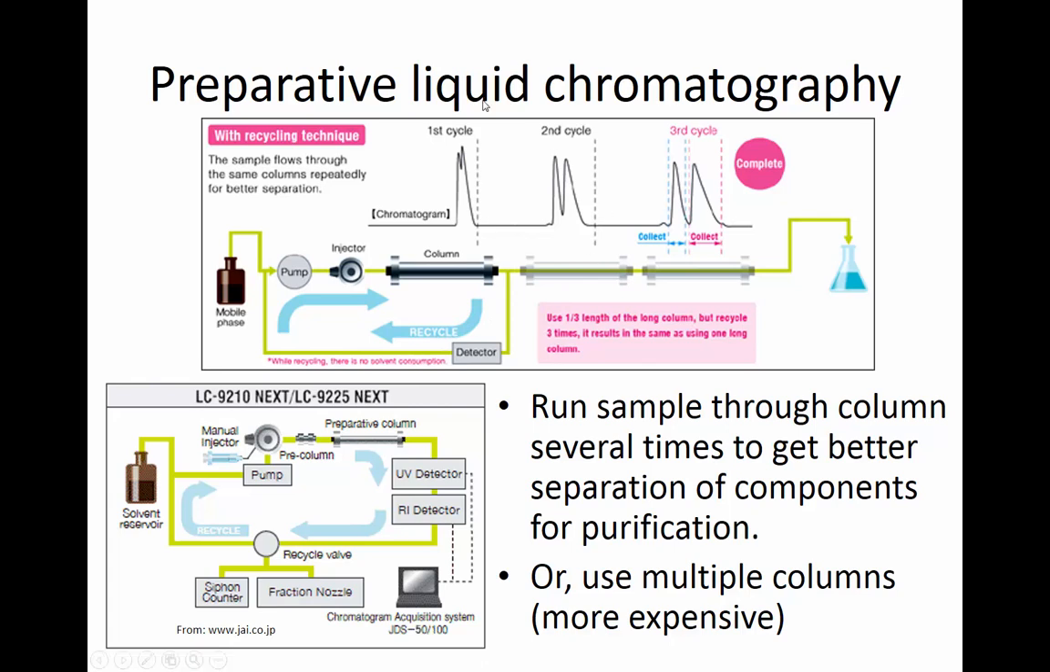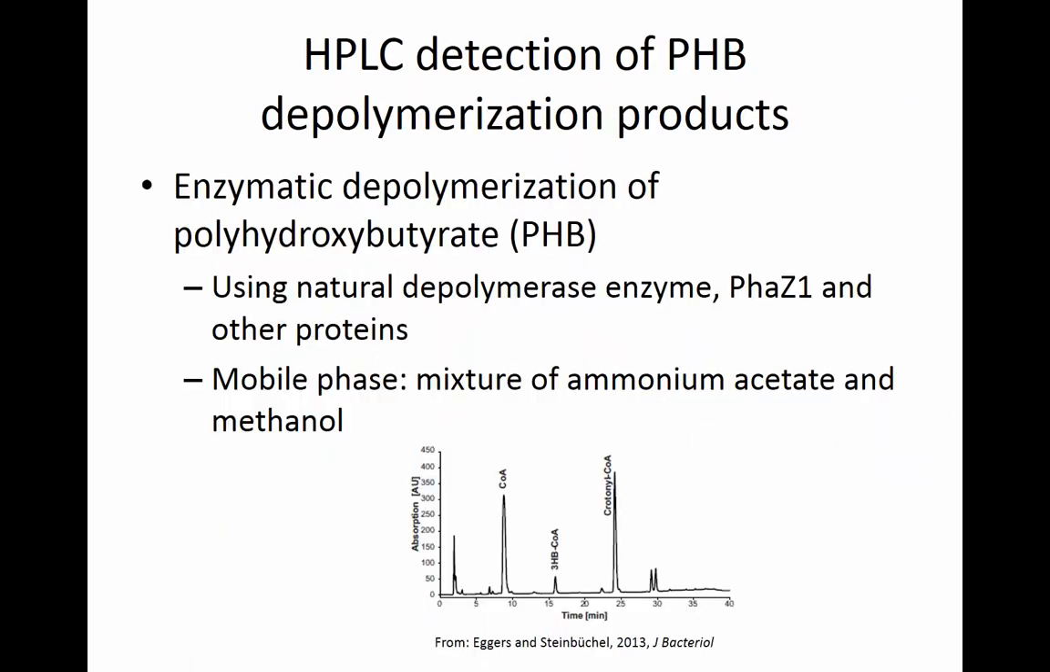But then we have our separated compounds. We can then further prepare them as products. Here is an example. We're looking at HPLC detection of depolymerization products of a biopolymer called polyhydroxybutyrate. This is enzymatic depolymerization done by bacteria using a natural enzyme called FAZ1 and some other proteins that do this.